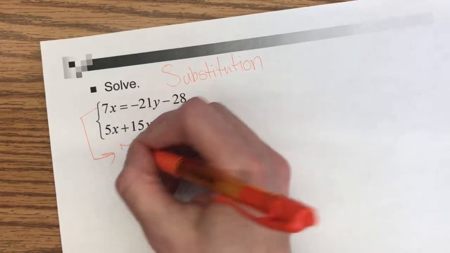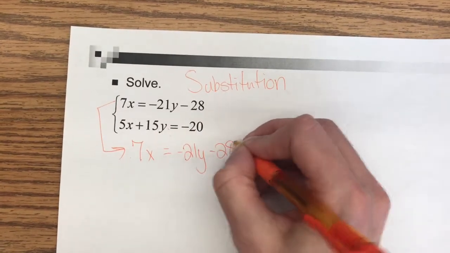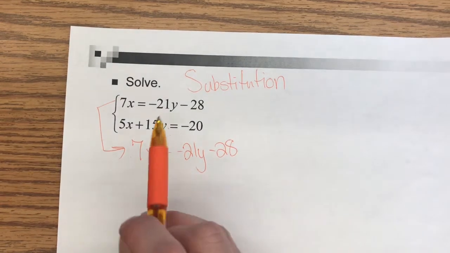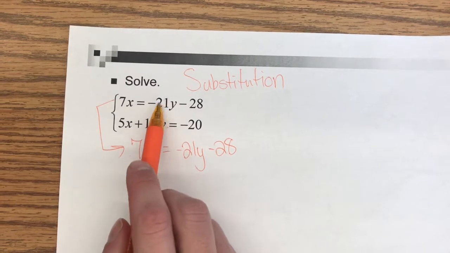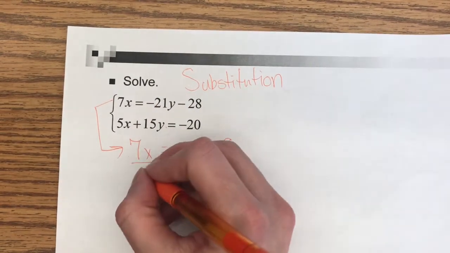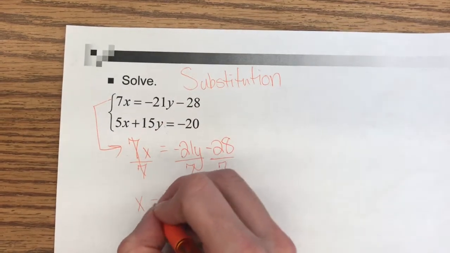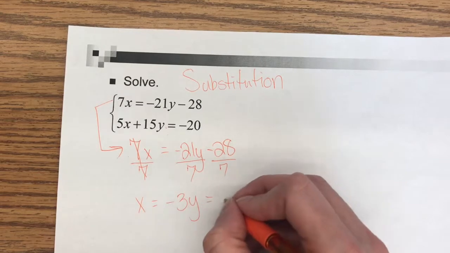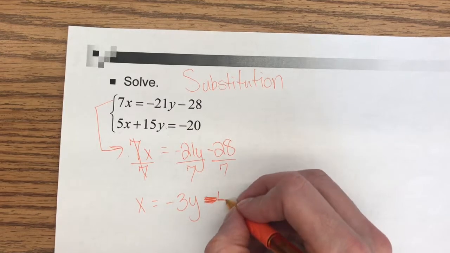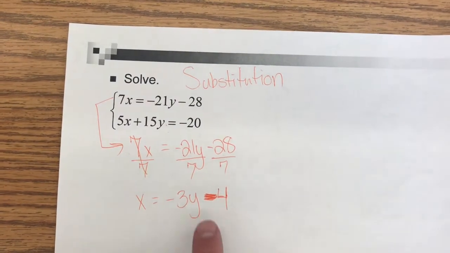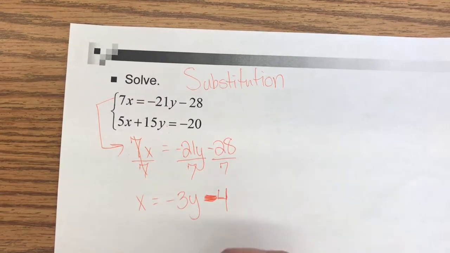So let me rewrite the top equation. 7x equals negative 21y minus 28. The reason why I'm picking the top is if I were to divide everything by 7, that's going to end up being a lovely number, and that's going to end up being a lovely number. So I like lovely numbers. Let's make it happen. X equals negative 3y, minus, that's a minus sign as you can clearly see, minus 4. See? Minus. Negative 21 over 7, negative 3y. Negative 28 over 7, negative 4.